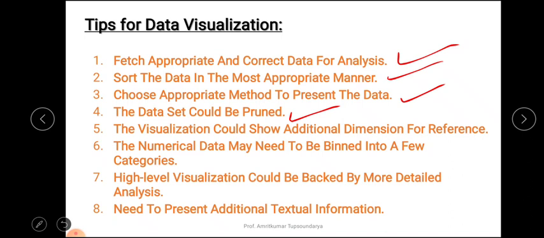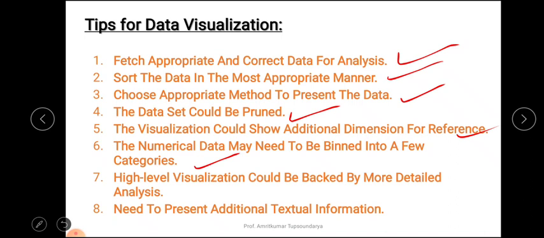The fifth tip is that the visualization could show an additional dimension for reference, such as expectations or targets with which to compare the results. The numerical data may need to be binned into a few categories. For example, as an analogy, the orders per person were plotted as actual values, while the order sizes were binned into four categorical choices in the previous example, right? So that is one more tip.